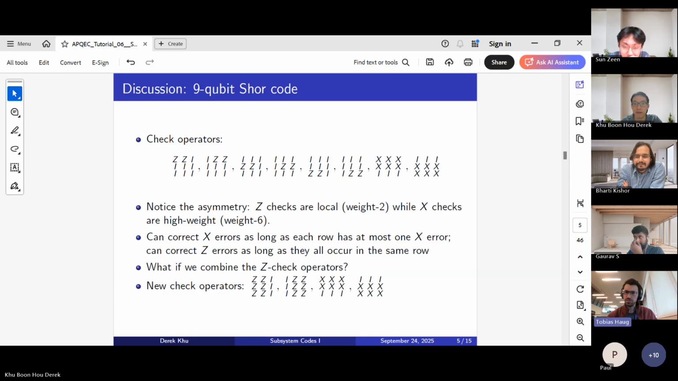Is this the reason the Bacon-Shor code doesn't have a threshold? Good question. I do not know the answer to that question. Possibly.